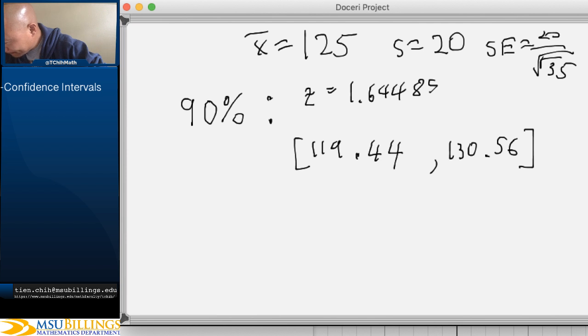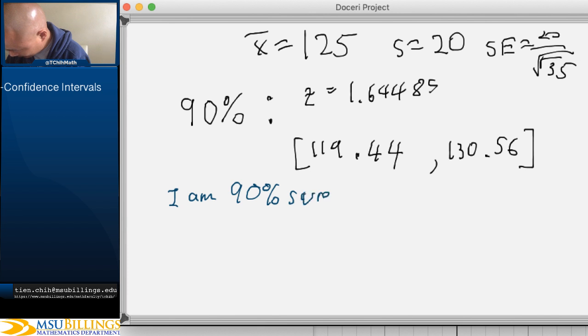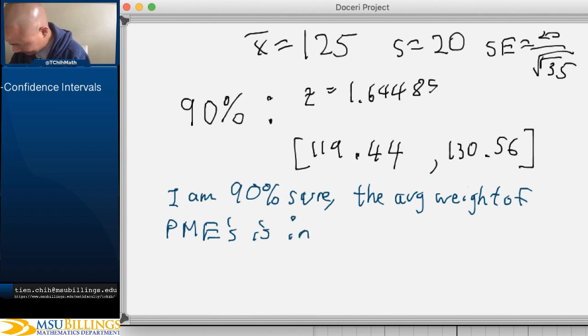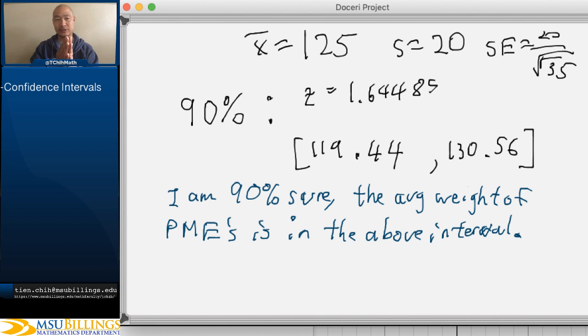It's very, very important for us to know what exactly this means. And so what this means precisely is I am 90% sure the average weight of purple microelephants is in the above interval. All right, so that means I'm 90% sure that between 119.44 pounds and 130.56 pounds, in that range, that's where the actual average is.